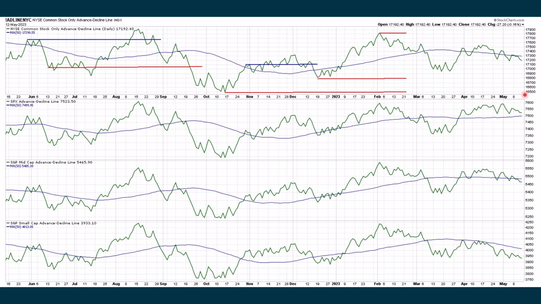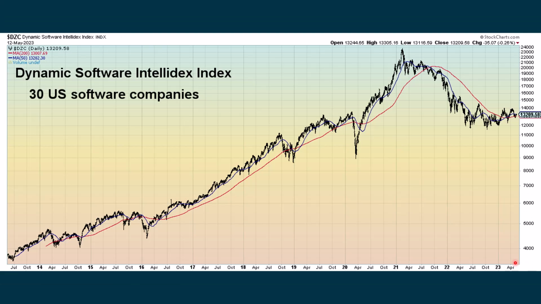Some other markets. Here's the NYSE, and I show this every day in the daily video, where we're starting to drop below the moving average when we look at the NYSE advanced decline line that takes only common stocks into account. The S&P is still above the moving average, but it is declining. The mid caps are starting to show some weakness, and the small caps continue to show some weakness. We also look at the biggest software companies in the US, and they are still in an overall uptrend, even though they've seen some recent weakness.